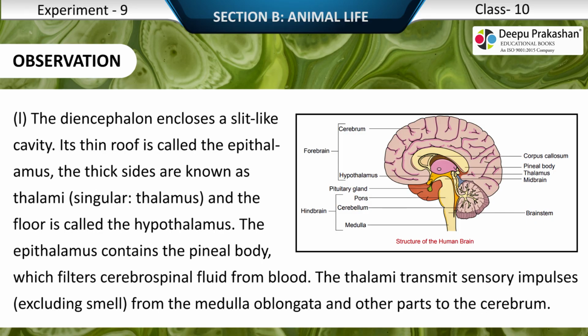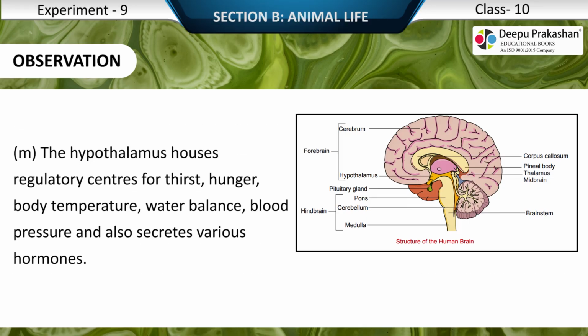L. The diencephalon encloses a slit-like cavity. Its thin roof is called the epithalamus, the thick sides are known as thalami, singular, thalamus, and the floor is called the hypothalamus. The epithalamus contains the pineal body, which filters cerebrospinal fluid from blood. The thalami transmit sensory impulses, excluding smell, from the medulla oblongata and other parts to the cerebrum. M. The hypothalamus houses regulatory centers for thirst, hunger, body temperature, water balance, blood pressure, and also secretes various hormones.